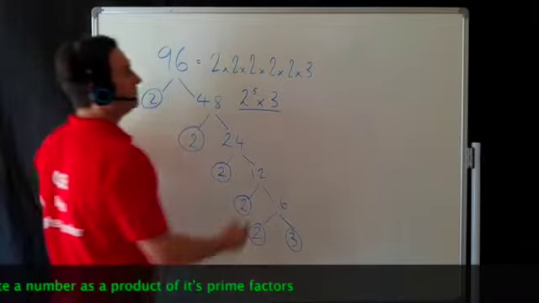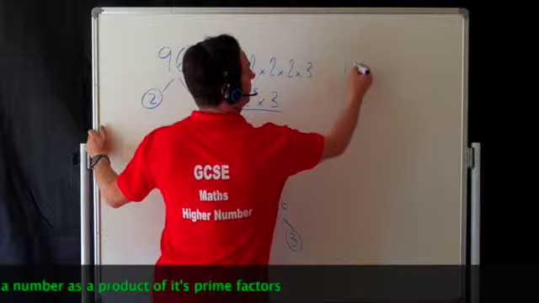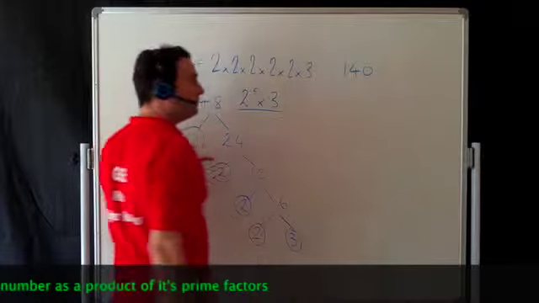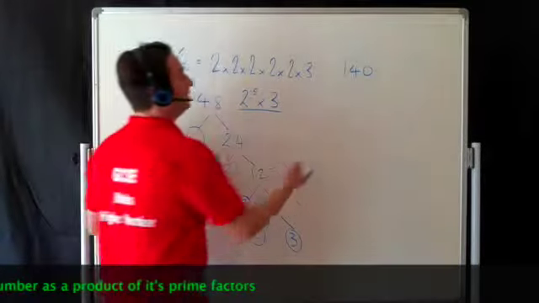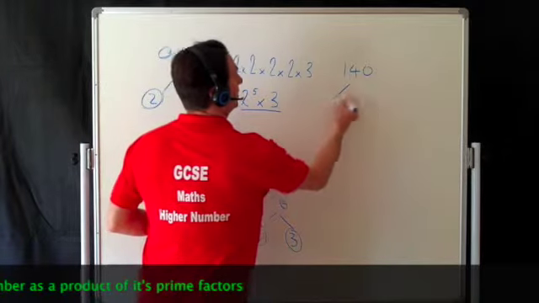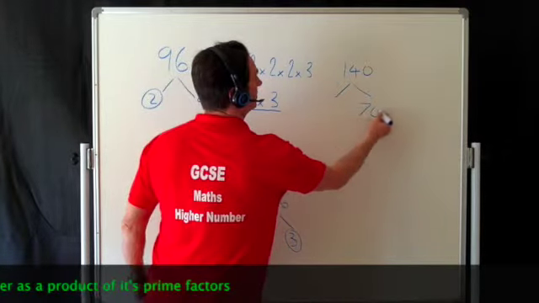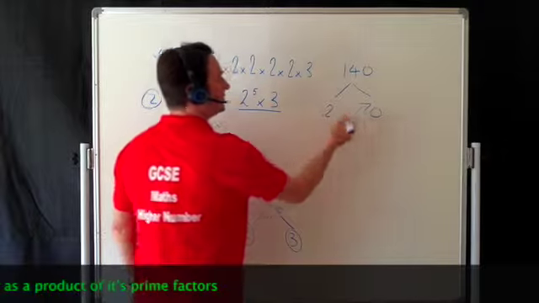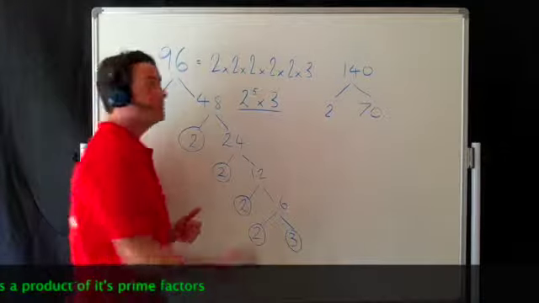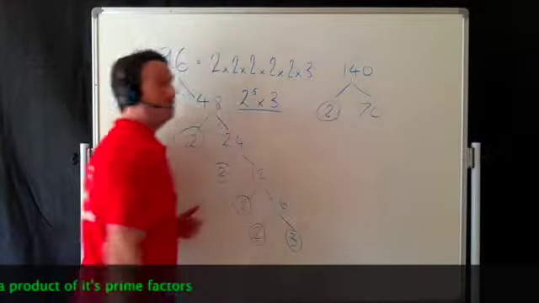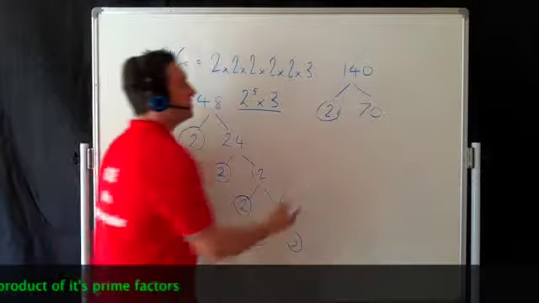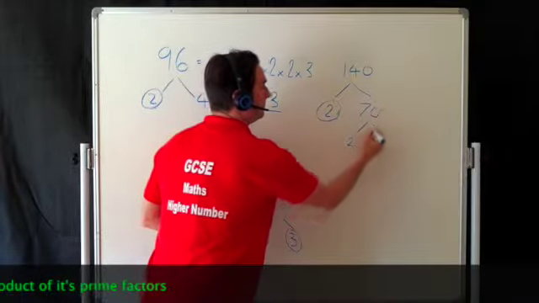Let's try one more example. Let's do 140. This time, this is going to be a bit quicker. If we halve 140, we get 70. 2 times 70 gives me the 140. I know that 2 is my prime number, so I can circle that. Do the same to the 70.